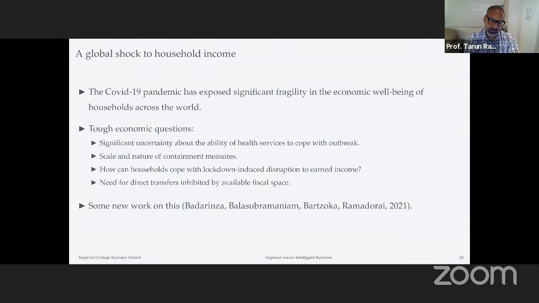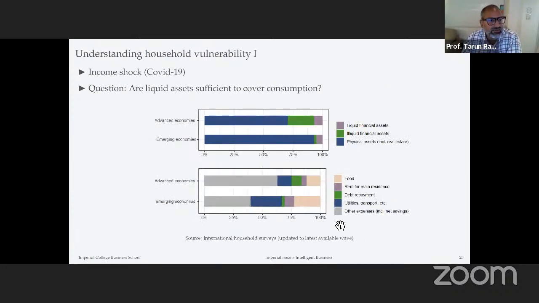And the problem is that even if you wanted to balance the need for medical interventions with the enormous costs that you're imposing on households' earned income, the best way to deal with that is to do direct transfers to households, but in many cases that can be inhibited by the fiscal space available to the government. And so I want to show you some new work on this that is in the form of a blog post that will soon be up on the Economics Observatory with Christian Badarinza, Vimal Balasubramaniam, a PhD student, Luisa Batsoka, and myself.